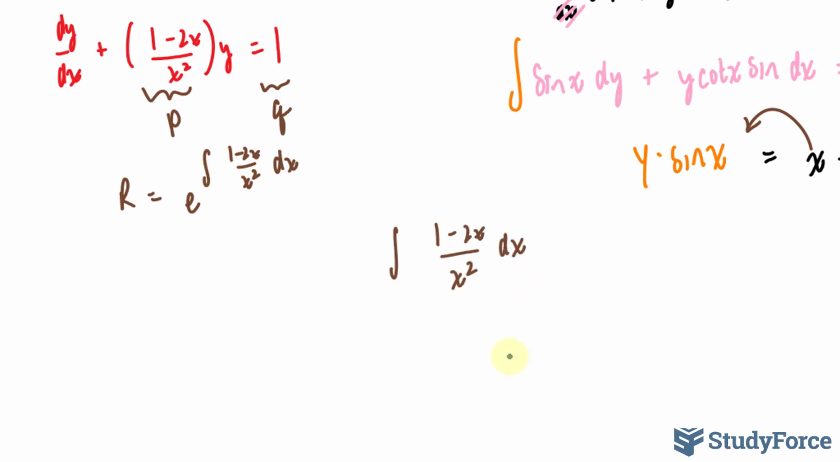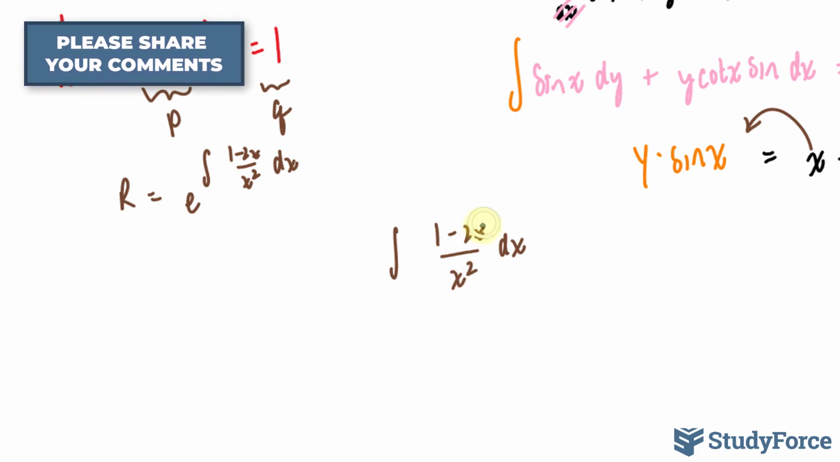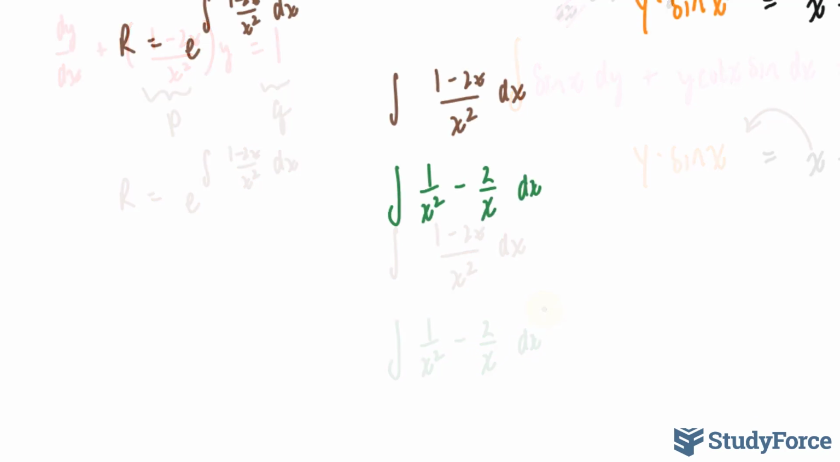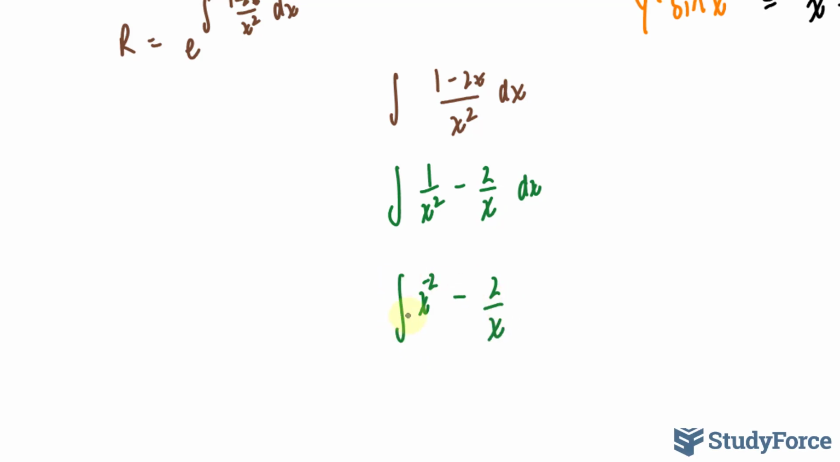I'll use a little bit of algebra by giving this x squared to the 1 and to the 2x. Let's see what happens if I do that. I have 1 over x squared minus 2x over x squared, which is the same thing as 2 over x, dx. I'll change 1 over x squared into x to the power of negative 2, and I'll keep this part the way it is. Starting with this term, we'll add 1 to this exponent. Negative 2 plus 1 is equal to negative 1, and divide this expression by negative 1.